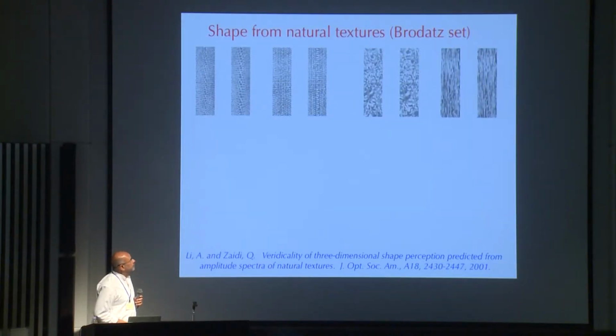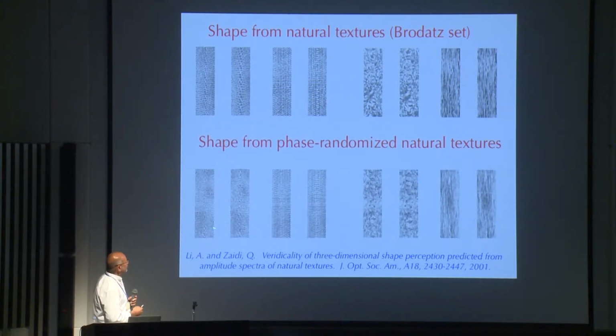How about natural textures? So we looked at the Brodatz set, which is natural and man-made textures, as you know. Some textures convey the shape, concave or convex, but here you can't see them. And what we did was we said, all right, is it the amplitude spectrum or the phase spectrum that's important? So in the texture, before folding it, we just randomized the phase, and as you can see, it makes no difference. These are still conveying shape, and these are still not conveying shape. So it's in the amplitude spectrum.